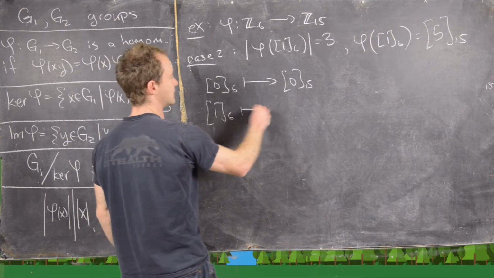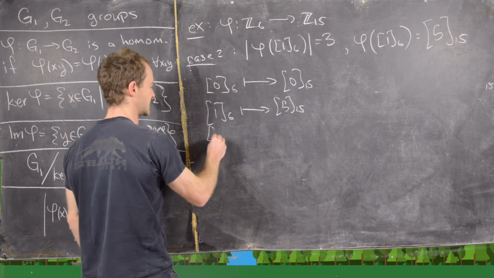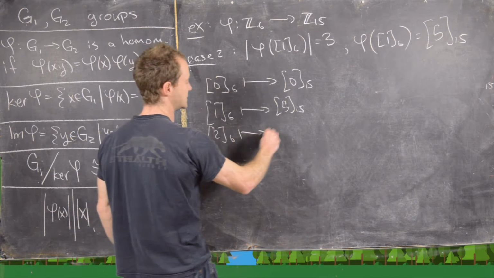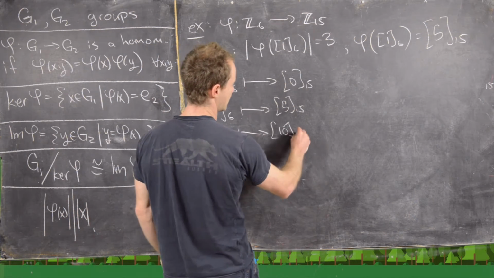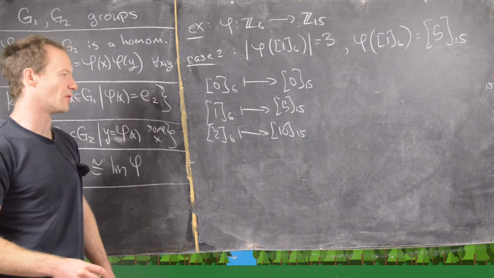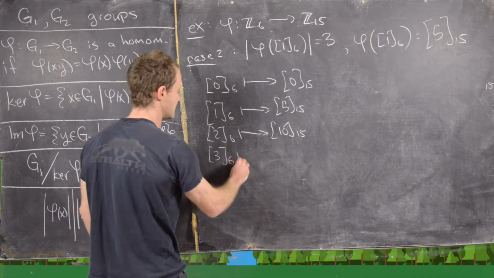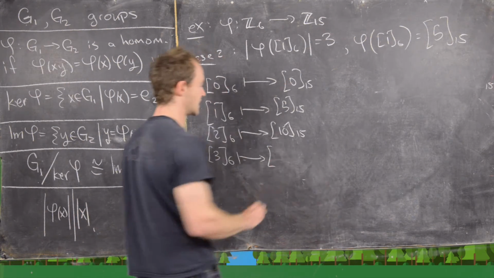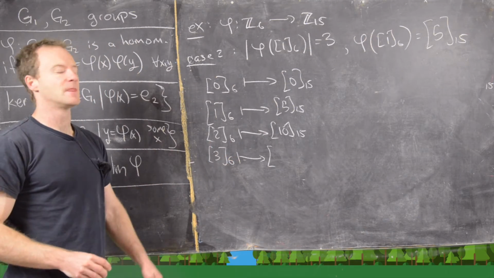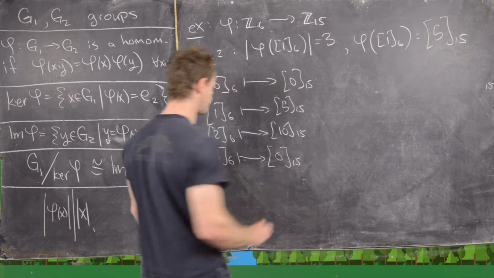The equivalence class of 1 is going to go to the equivalence class of 5 on that side, like we had decided. The equivalence class of 2 is going to go to the equivalence class of 10 on this side because we're requiring it to be a homomorphism. And then the equivalence class of 3 is going to go to the equivalence class of 15. But notice that 15 is the same thing as 0 mod 15.